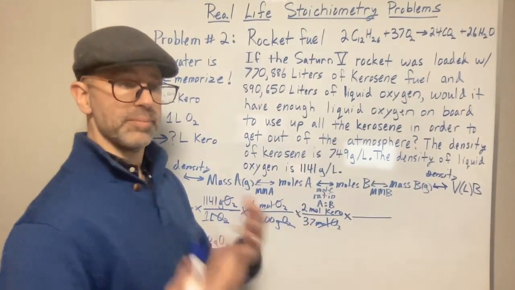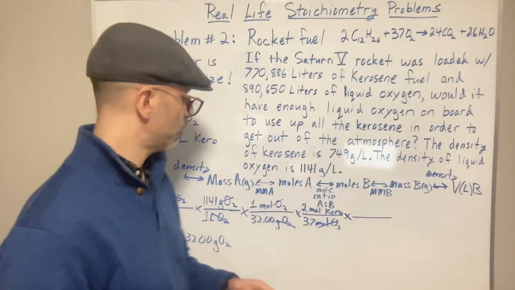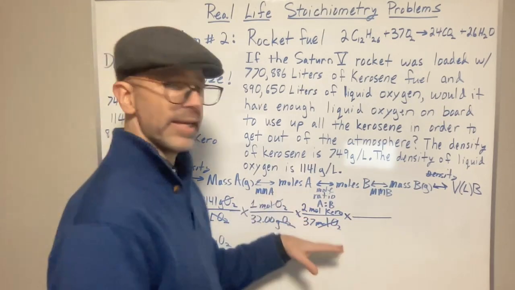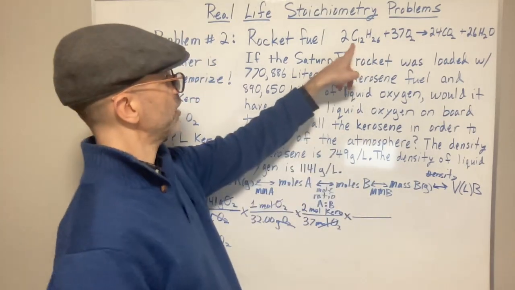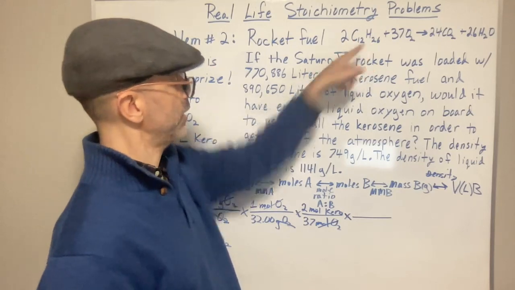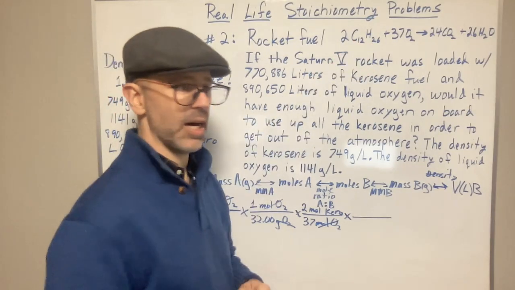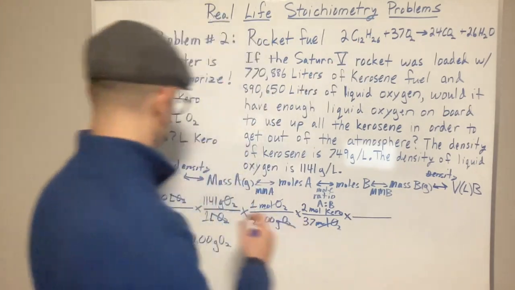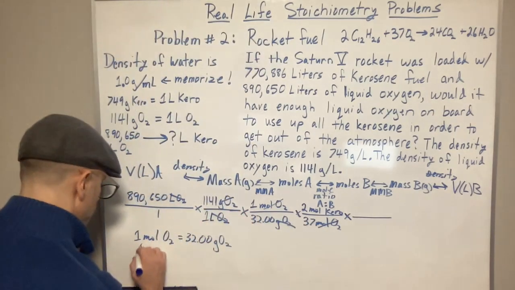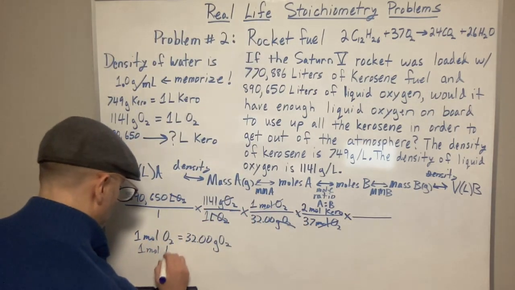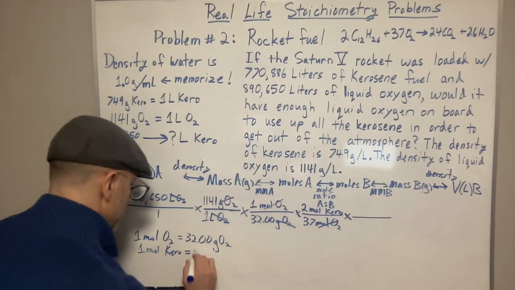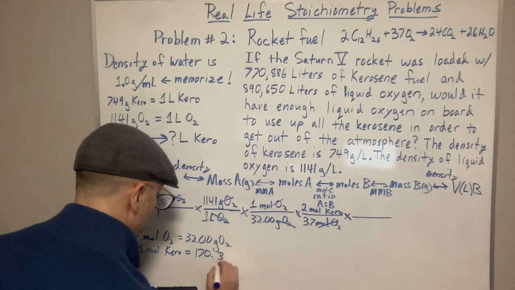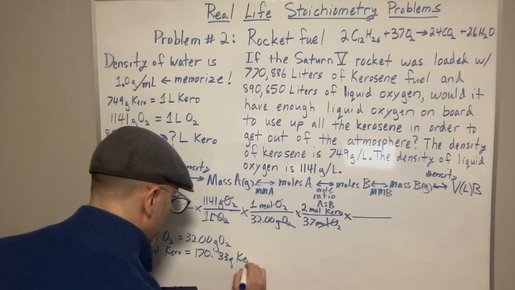What's the molar mass of kerosene? I calculate that out by adding up the atomic masses of the carbons and hydrogens, and I get something like 170.33 grams. So 1 mole of the kerosene is equal to 170.33 grams of the kerosene.